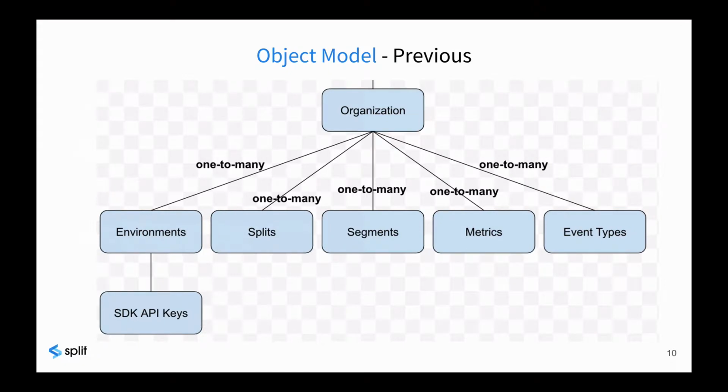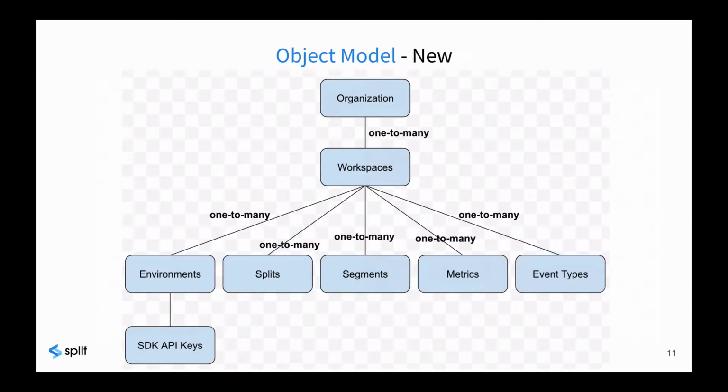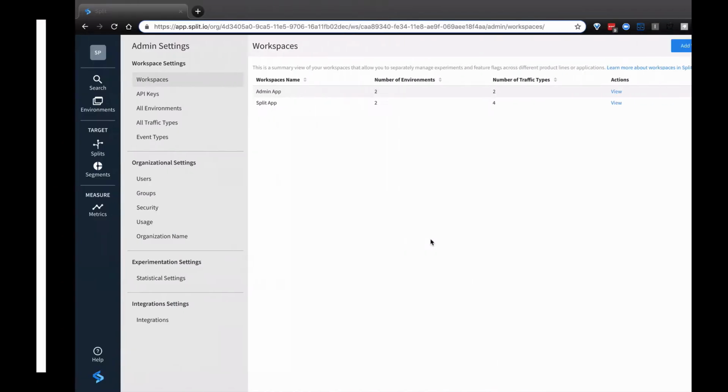So the previous object model, pretty straightforward. Organizations were one-to-many with the various objects that exist in the Split environment. Today, workspaces are put in the middle, so an organization is one-to-many with workspaces, and then workspaces have their environments, split segments, metrics, etc. Let's take a look at that.